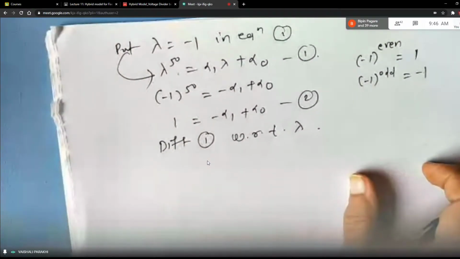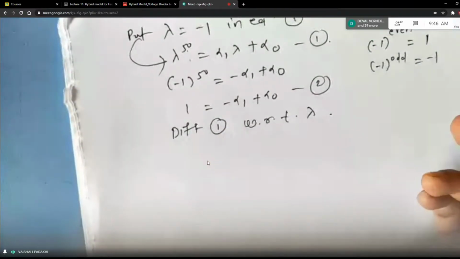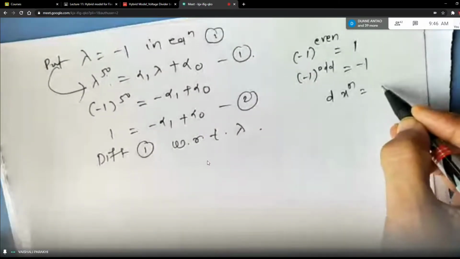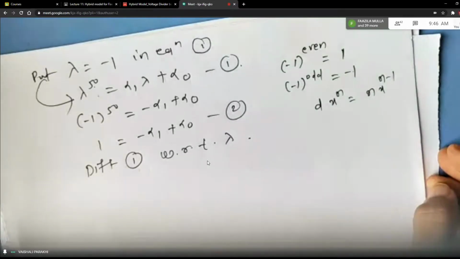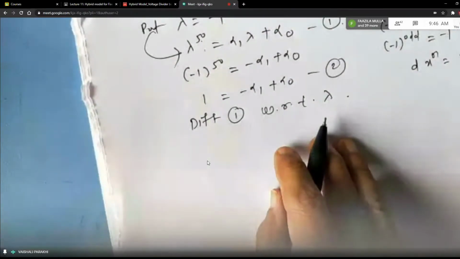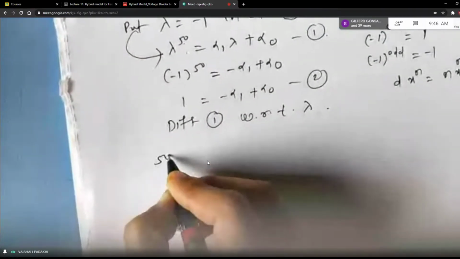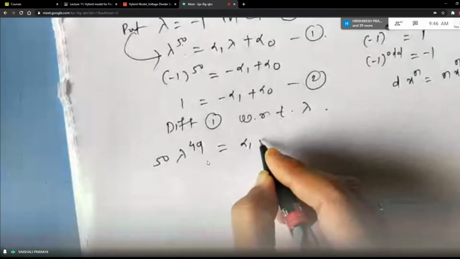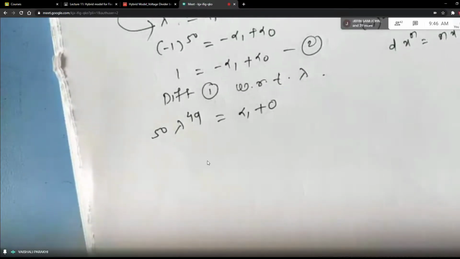So what will happen? What is the derivative of lambda raised to 50, students? What is the derivative of x raised to n? The derivative of x raised to n is n x raised to n minus 1, correct, no? So what will be the derivative of lambda raised to 50 with respect to lambda? Then it is 50 lambda raised to 49. Then this will be alpha 1 is a constant, and the derivative of alpha naught will be 0 because alpha naught is an independent constant.